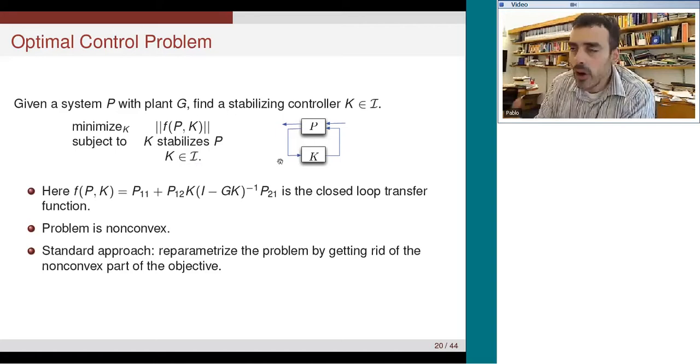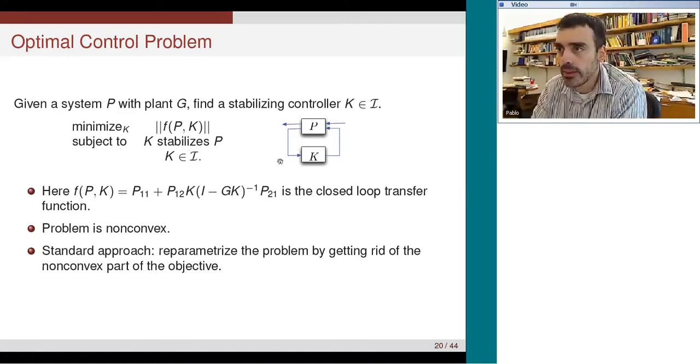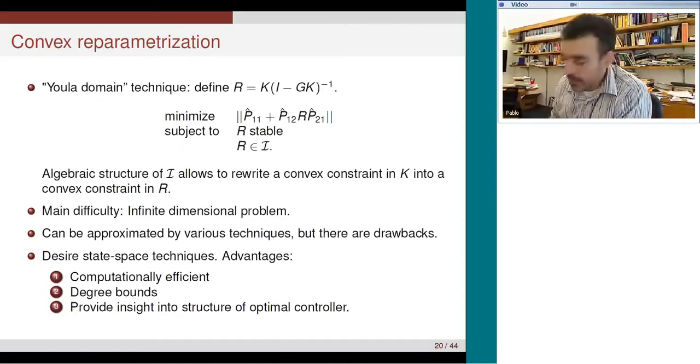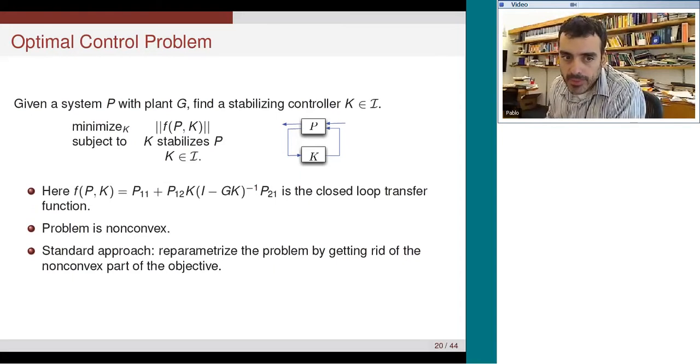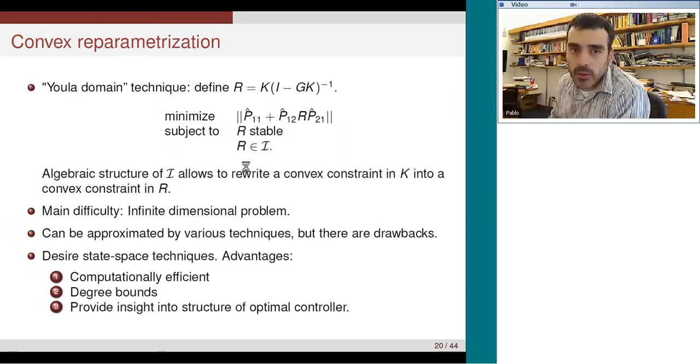In this case, it's known that I can reformulate this problem to make it convex, right? And the standard trick is something like this. Remember, what complicates things is that this is a nasty rational function of K. So the solution, essentially, is a change of variables. When I call this whole term K(I - GK)^-1, I would call it R, and what's nice is that this gets transformed into an affine problem in R.